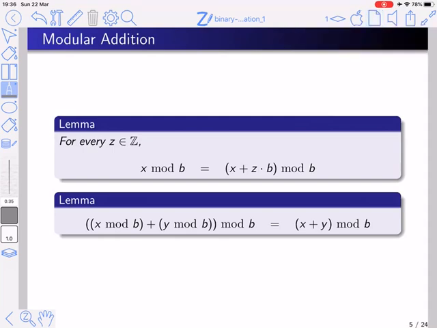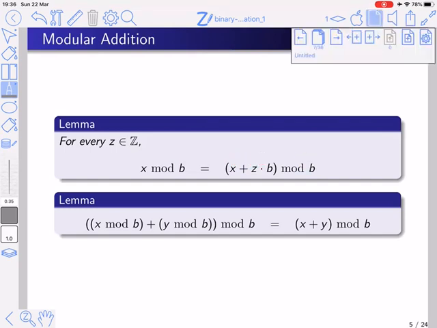The next lemma we want to prove is that if you take x and add to it a multiple of B, z times B, then the remainder that you get when dividing x by B equals the remainder that you get when you divide x plus z times B by B. Let's prove this lemma. It's an easy lemma.